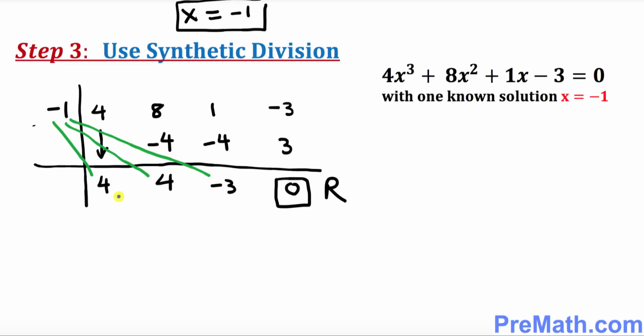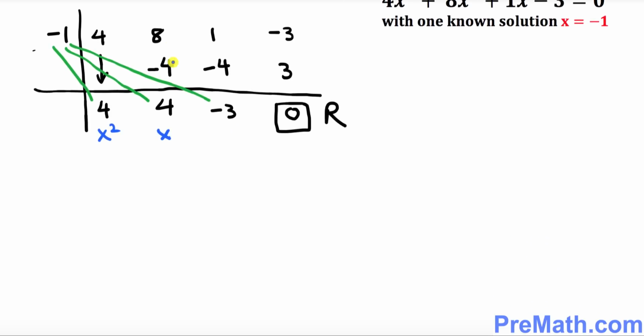So what we got? Our numbers turn out to be 4, 4, and -3. So this 4 is going to be with x squared, this is going to be with x, and this is going to be without x, which is also called the constant. So we have got 4x squared plus 4x minus 3, which is equal to 0, which is a quadratic equation. Now we're going to solve this for x to get more solutions.